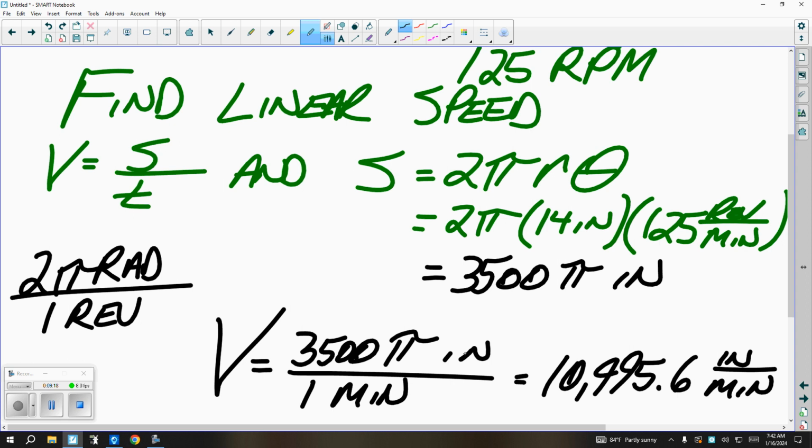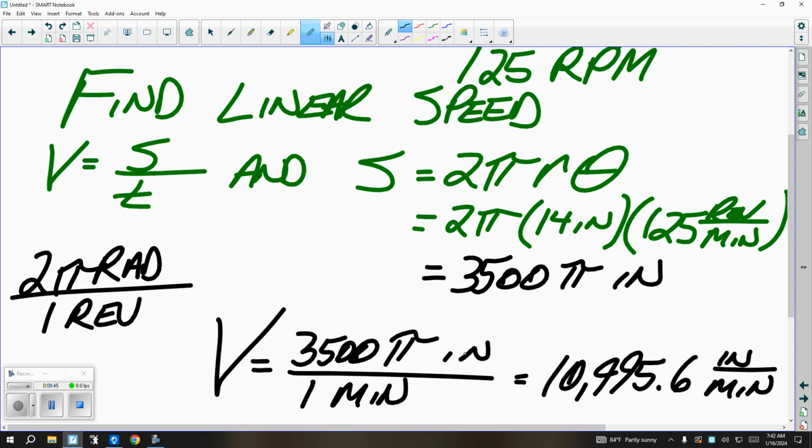You think that's a really big number? Weird, but let's pretend it was a bicycle tire. You've gone 11,000 inches each minute. That's not much. We could convert that to feet per minute by dividing by 12. And then we could actually convert it to miles per hour if we wanted to.